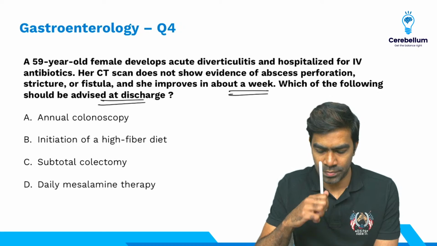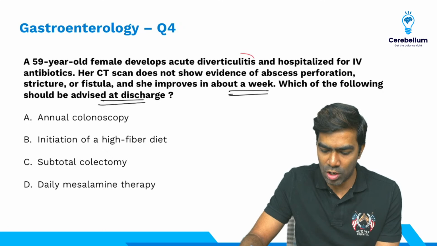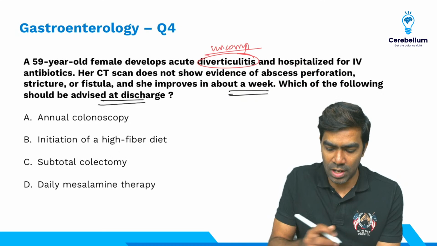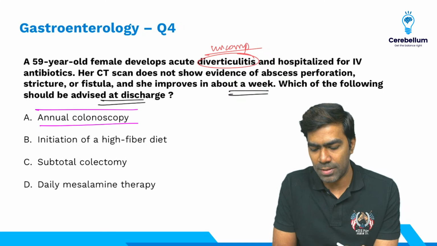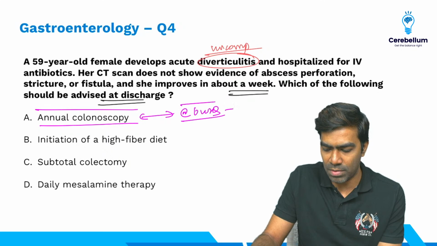So here is a patient who had developed uncomplicated diverticulitis. This patient is not having a complicated diverticulitis. Many people are answering A. Yes, colonoscopy should be done for sure. There's no doubt about that. But it should be done at around 6 weeks' time. This is to rule out colon cancer, colorectal cancer.